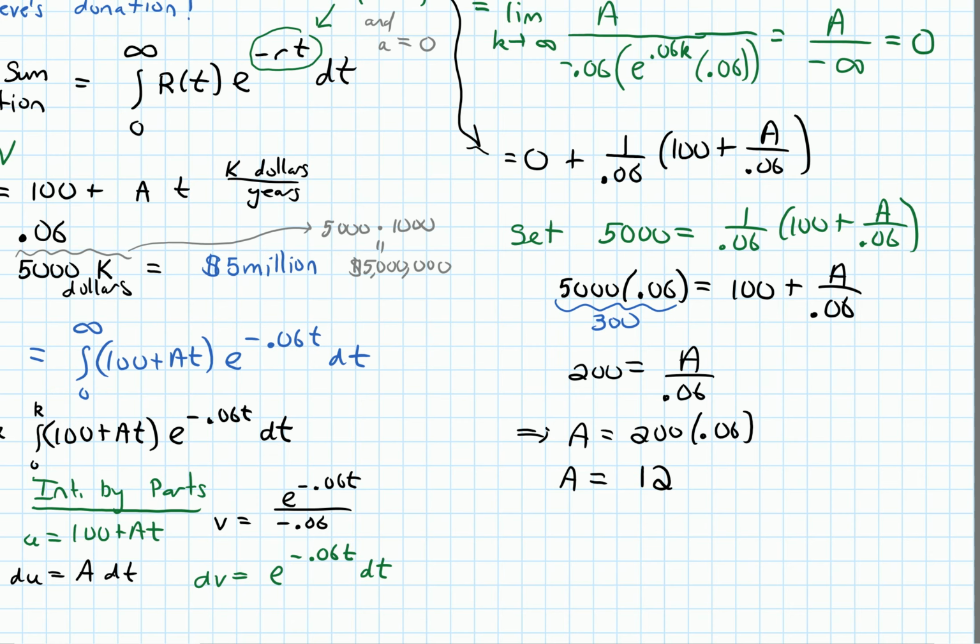12. But what were the units? The units of A were in thousands of dollars, per year. And that's my answer.